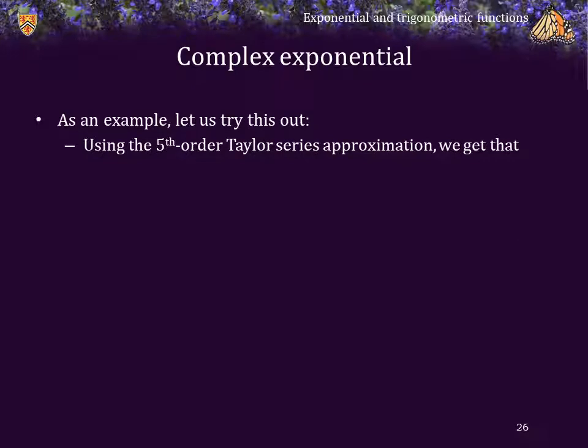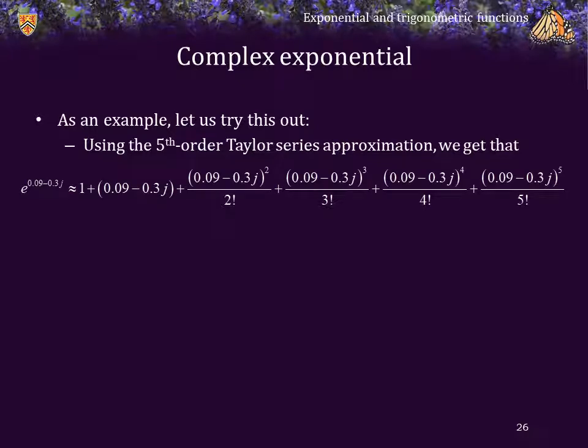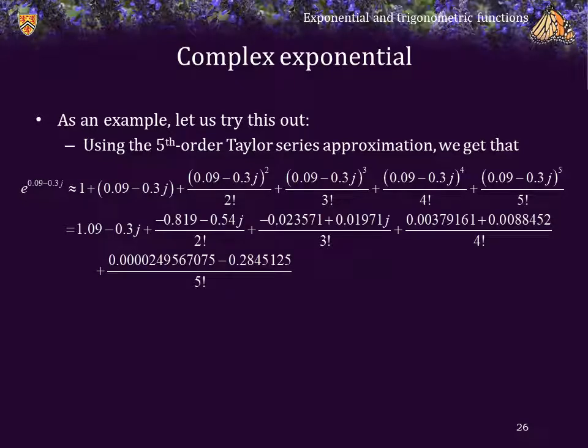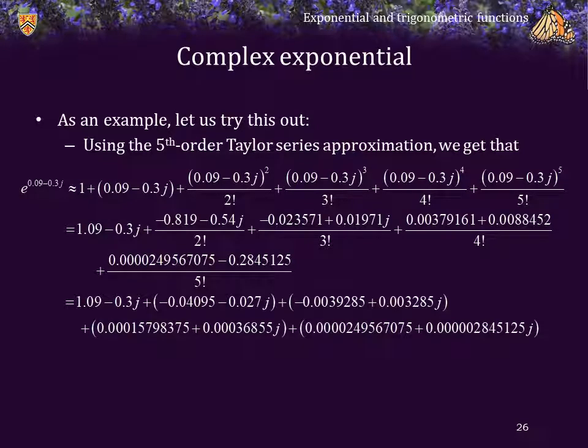Now, let's approximate e to the z using a fifth order Taylor series approximation. That is, we will sum up the Taylor series up until the fifth power. So first of all, let us first calculate the powers of 0.09 minus 0.3j first raised to the power 0, then 1, then 2, then 3, then 4, then 5. Now we can divide each of those terms by the corresponding factorial. Now, if we were to add all of these up together, we would get that e to the 0.09 minus 0.3j is approximately equal to this complex number.